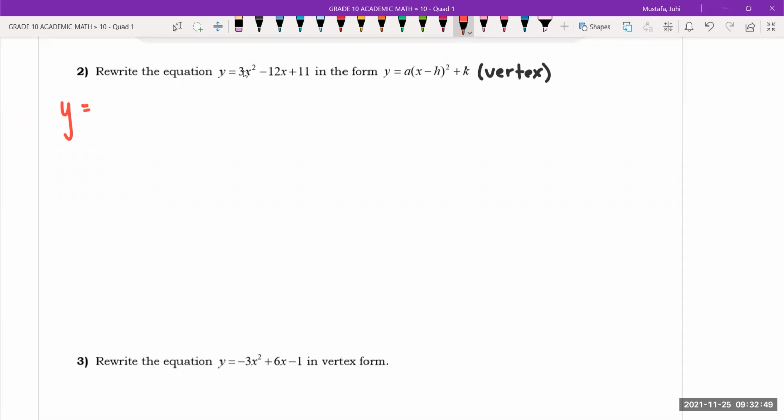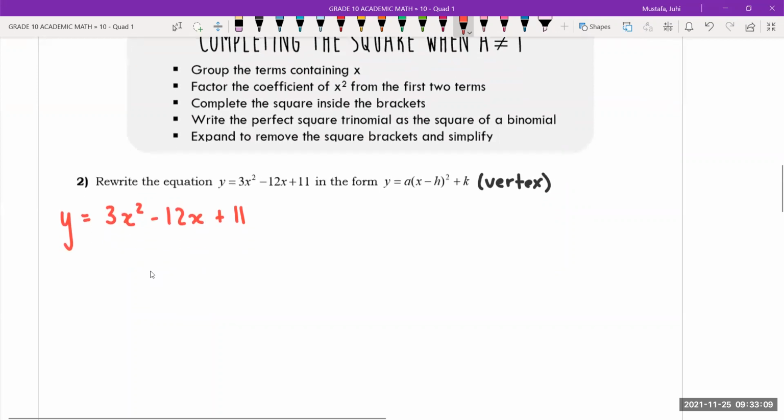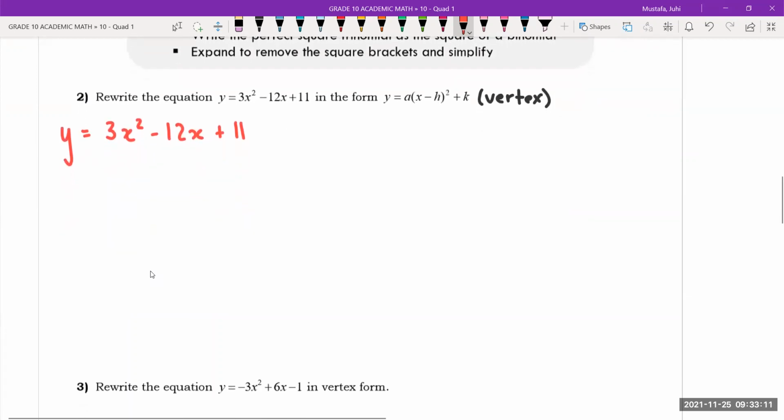Okay, so I'm just going to rewrite this again over here. y is equal to 3x squared minus 12x plus 11. What do you guys notice that is different in this question versus the first question that we did, Jennifer? Perfect. So a is not equal to 1. This first value is not 1. There's a coefficient. So we are going to now add an additional step to the steps we were doing before.